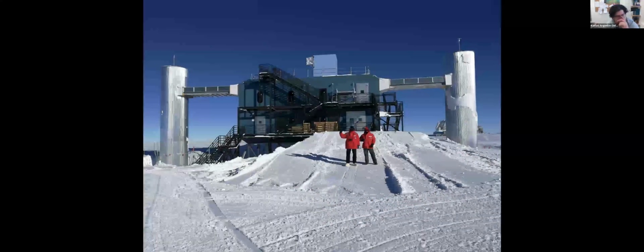If you were to go there, you would see this building. This is the IceCube Computer Center. It stores the computers for the detector. And then you see these arms that are coming out of it. Those are structures to bring cables down into the ice to connect to the array.